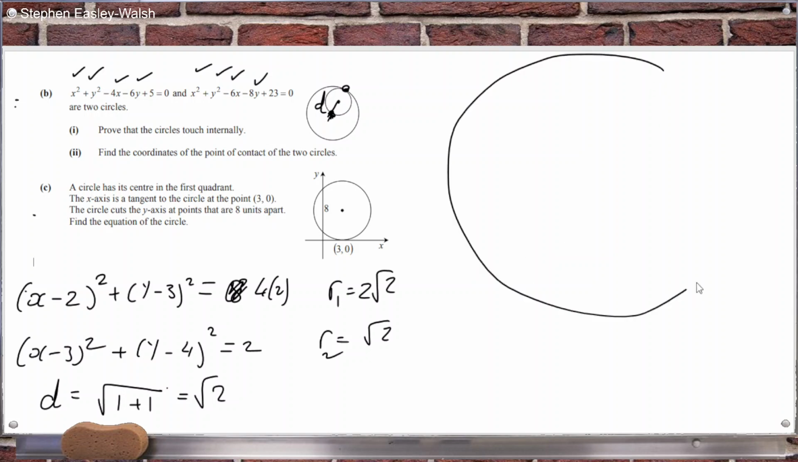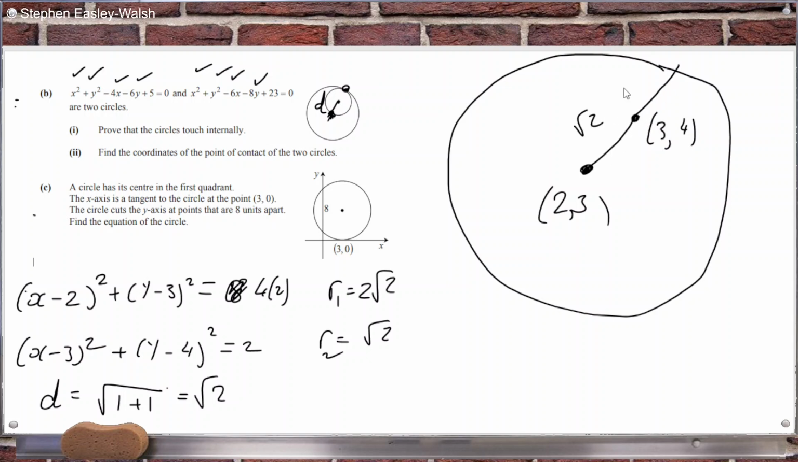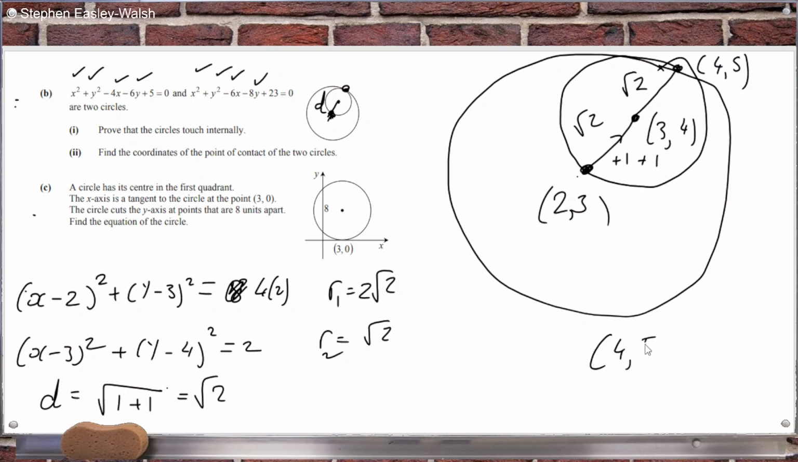So for this large circle, this is the point 2, 3. And then for the smaller circle, this is the point 3, 4. And this distance is root 2, and this distance is root 2. And from there to there, you add 1, so that becomes 3, 4. So this point here would be 4, 5, and then the other circle is sitting here. So yeah, the answer would be 4, 5.